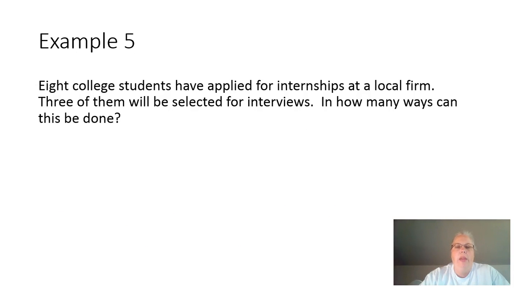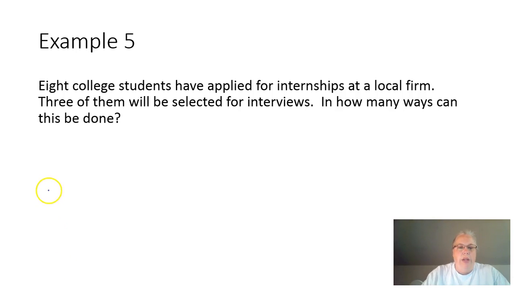Example 5. 8 college students have applied for internships at a local firm. 3 of them will be selected for interviews. In how many ways can this be done? This is going to be a combination because we only know we want to pick 3 people. We aren't actually giving them any kind of an order. You're going to go first, you're going to go second, you're going to go third. So because there's no order involved here, this one's going to be a combination.